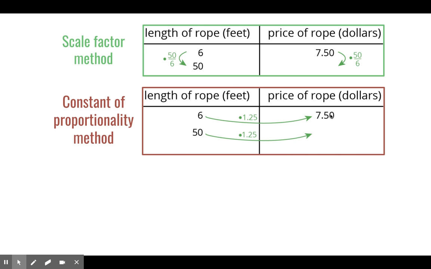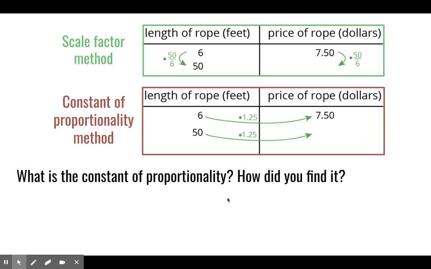Remember, when we did $7.50 divided by 6, it gave us 1.25. Or if I'm trying to figure out how to go from 6 to 7.50, it's multiplying by 1.25. So that will also give me my final answer. So we should have known, what is the constant proportionality? Well, we said it was 1.25 as our price for 1 foot of rope. And we found that by taking our second column of $7.50 and dividing it by 6 to get 1.25.